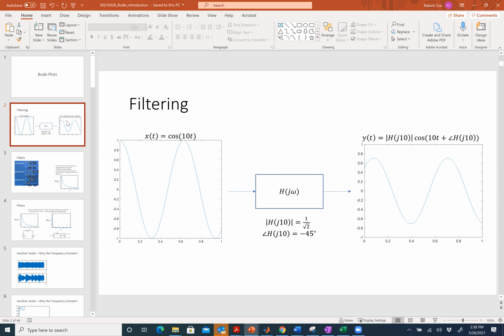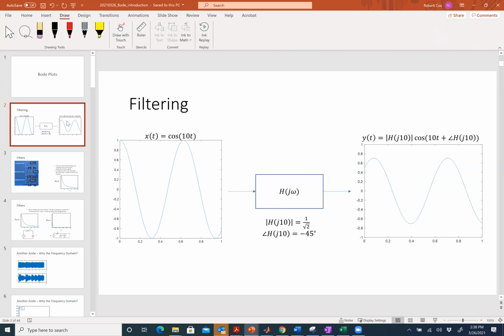So I look at the transfer function at that frequency, 10 radians per second, and I say, what's the magnitude of that thing? What's the phase shift of that thing? And then I can say that the output at that frequency is going to be the magnitude at that frequency times the amplitude of the input. And then the phase shift at that frequency is how much shift I'm going to get at the output.